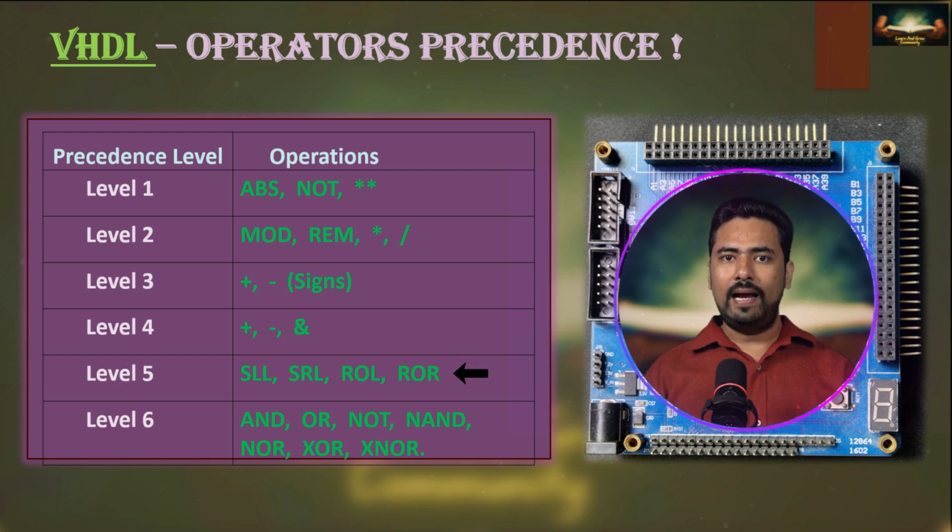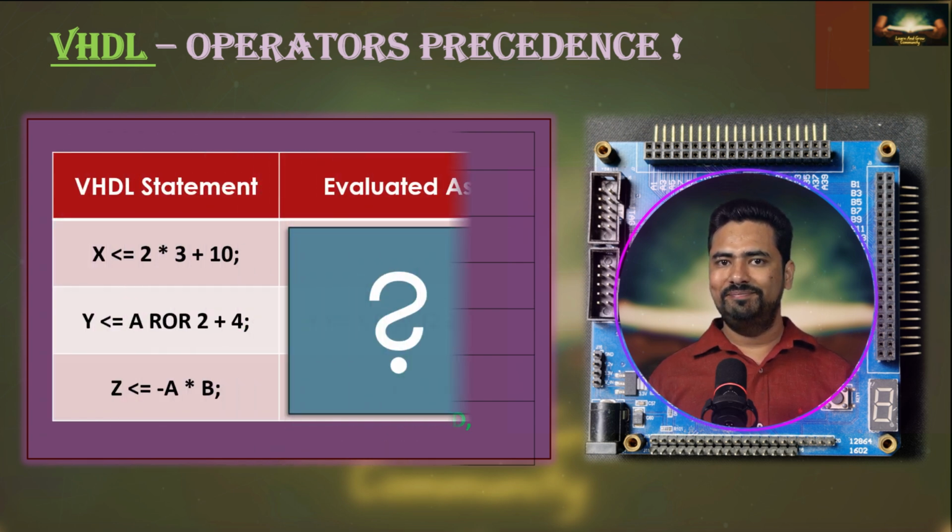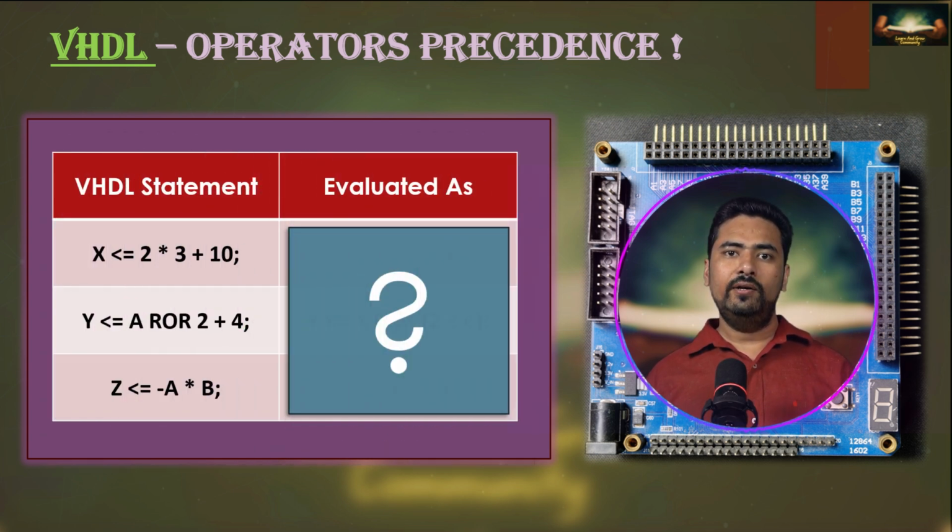Then fifth is shift and rotate operators like SLL, SRL, ROL, and ROR. And last are logical operators like AND, OR, NOT, NAND, NOR, XOR, and XNOR. Remember that operators listed at the same level have the same precedence level. Hence, if you are using them in one single expression, then VHDL and the tool will be confused about what needs to be executed first. So when you are using them, you must use brackets, as we saw in the last slide.